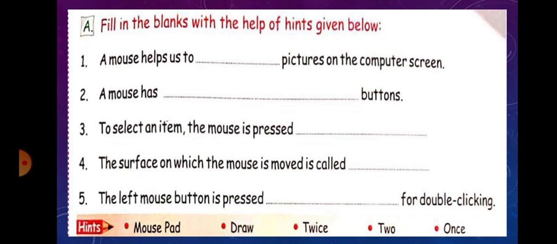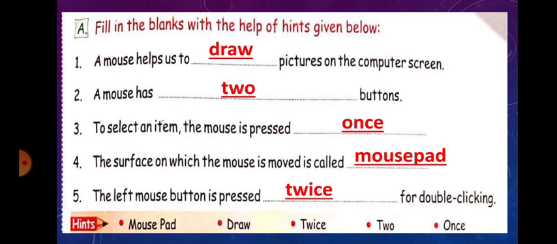The surface on which the mouse is moved is called dash. The surface on which the mouse is moved is called mouse pad. Fifth one, the left mouse button is pressed dash for clicking. So the left mouse button is pressed twice for double clicking. Okay. Dear children, the answers I have displayed here, you also do it in your book neatly and properly, okay, with pencil, and the same write down and copy.